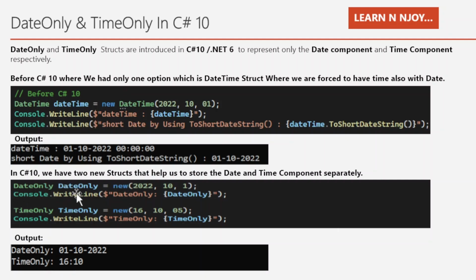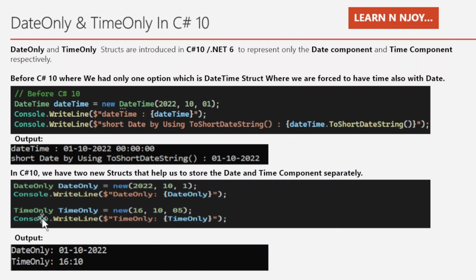So here what I have done, I have created a DateOnly instance. For that, I have passed year, month and day to its constructor, so that it will give us the object of the DateOnly. And then I have just printed it into the console window. That's what I have written, Console.WriteLine(dateOnly).